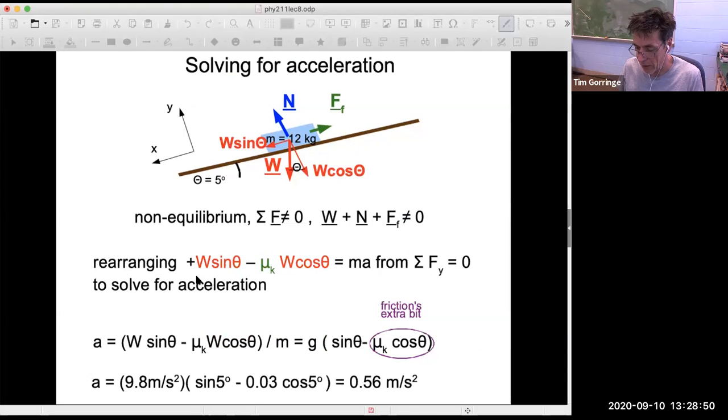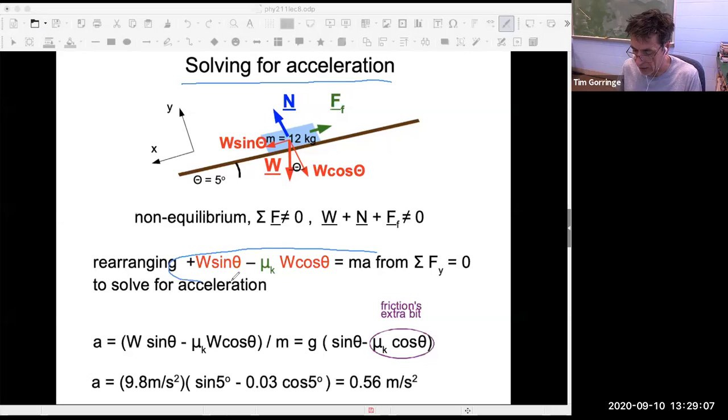And so here we are on the next slide. And this is the last slide on this problem. This is solving for the acceleration. So now this is much more just mathematics, really. Here is the equation from the last slide.